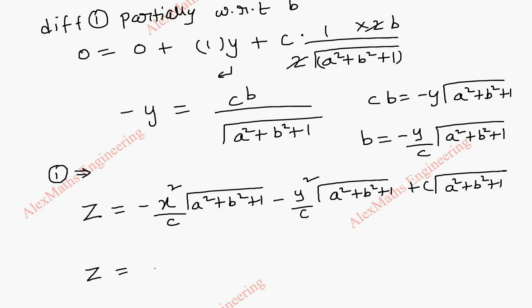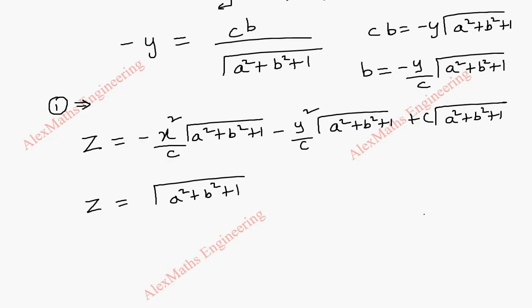So we can take root of a square plus b square plus 1 common. Along with that, I can make this as c square by c, so that I can take whole divided by c also common. So the remaining is minus x square minus y square plus c square.